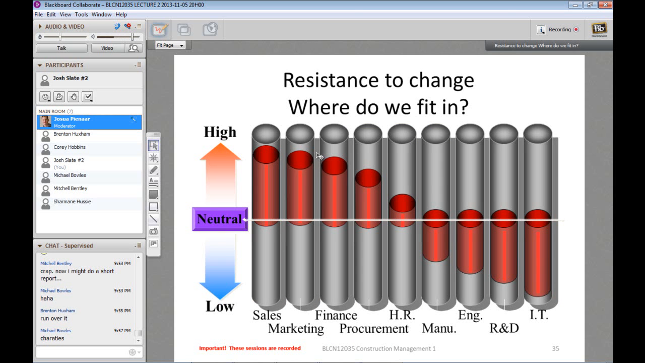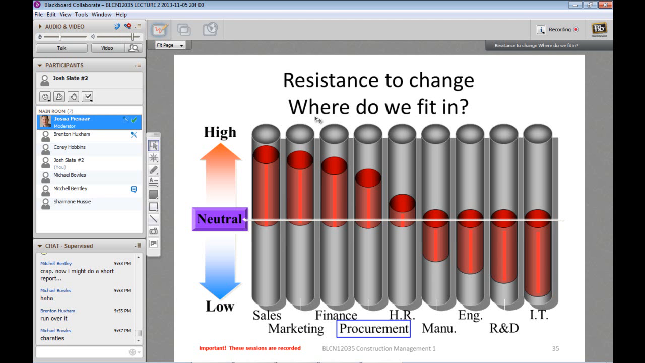So if we look at something, let's call it resistance to change. This is just from the textbook. Different organizations: sales, marketing, finance, procurement. Procurement is a really important one for us because we do a lot of procurement in the construction industry. So we have to think about how resistant we are to change. Where do you guys think the construction industry fits in? Are we resistant to change, or are we open to change? All right, so what do you guys think?